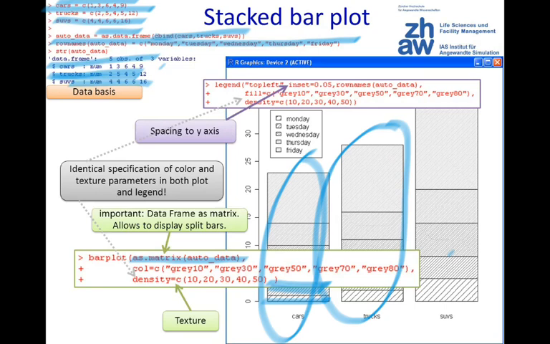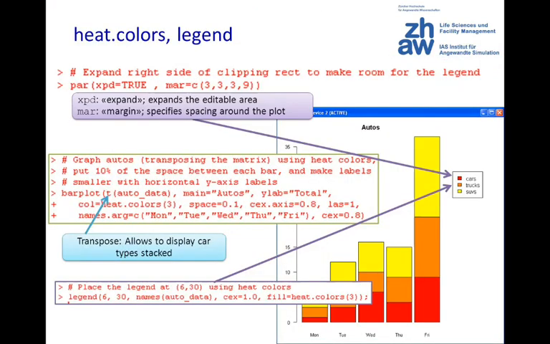Now, if you want to plot that into such a bar plot, you unfortunately need to provide a matrix, so you have to transfer the data frame into a matrix with the command as.matrix. You can specify the different colors and the different densities. You can do this the other way around by transposing the matrix. So that's the very same data, just the other way around. Now you split it into weekdays and the stacks are the single car types, vehicle types.